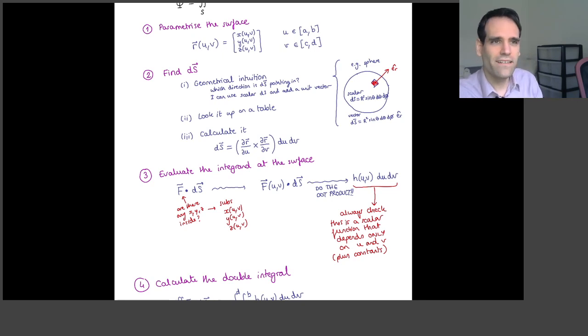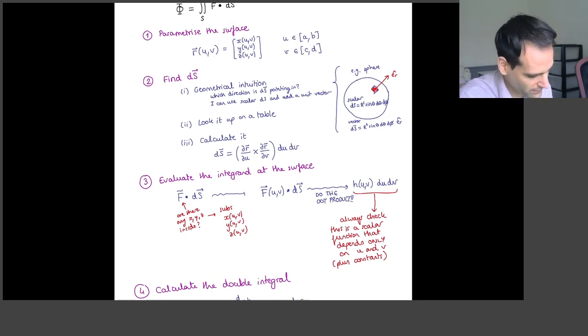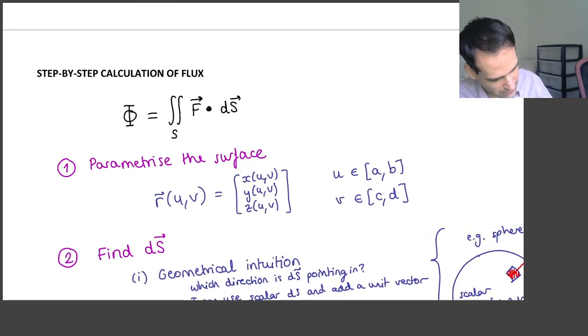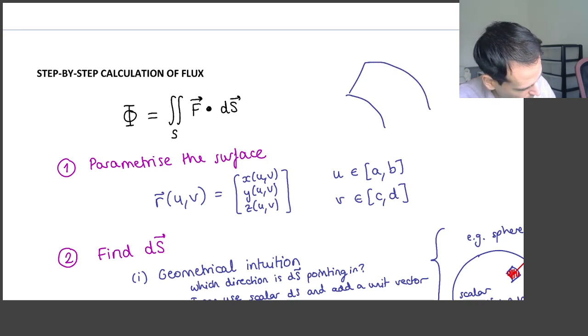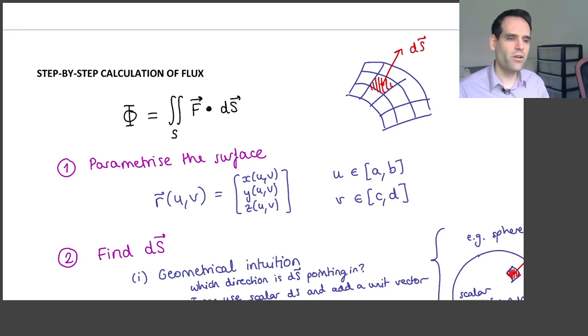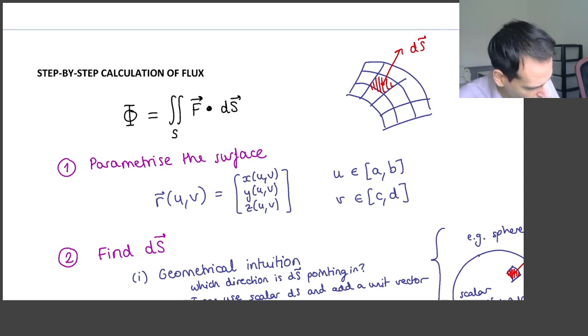I want to add one tricky detail with flux integrals, and it's that when you define a surface S, so this is a curved surface, whatever it looks like. Of course, when you define dS, we know that this is pointing normal to the surface. But the question is, is it pointing in this direction or in the opposite direction?